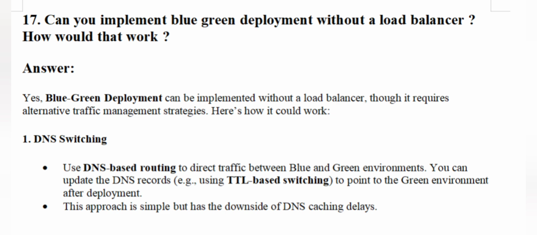First is DNS switching. Use DNS-based routing to direct the traffic between the blue and the green environments. You can update the DNS records, for example, using TTL-based switching to point to the green environment after deployment. This approach is simple but has the downside of DNS caching delays.